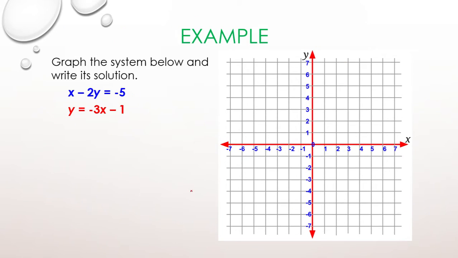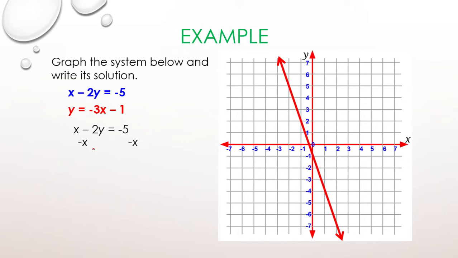Alright, let's try another one. Graph the system below and write its solution. So again, the red equation is already in slope-intercept form, so we're going to graph that first. And now we're going to focus on the blue equation. It is not in slope-intercept form yet, so we're going to try and put it in slope-intercept form.